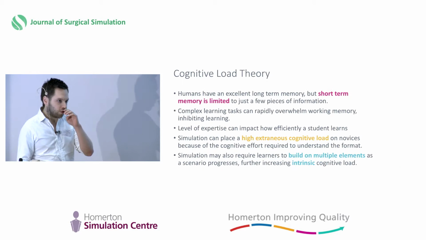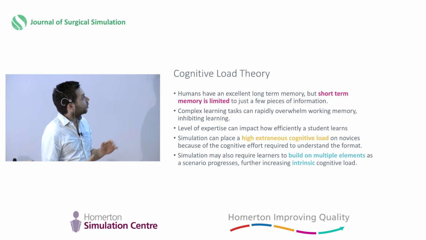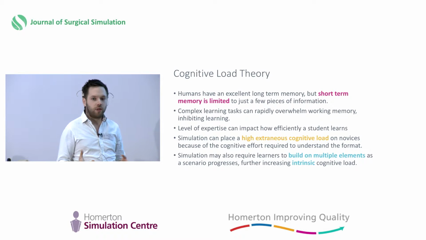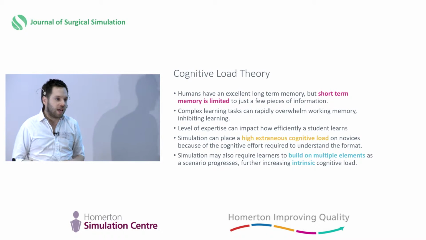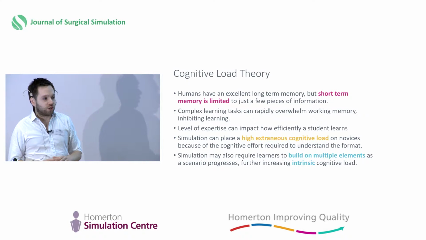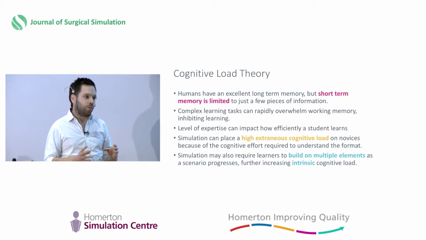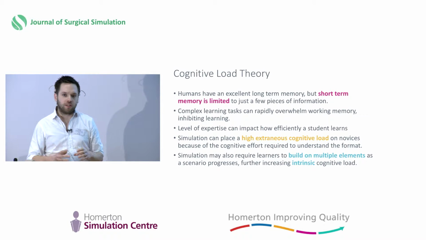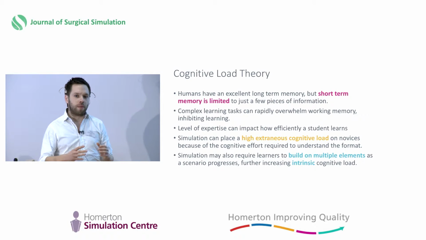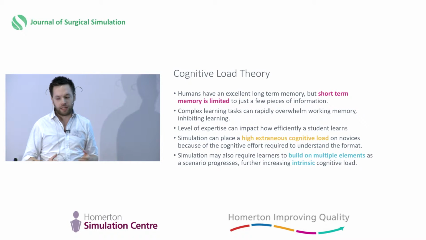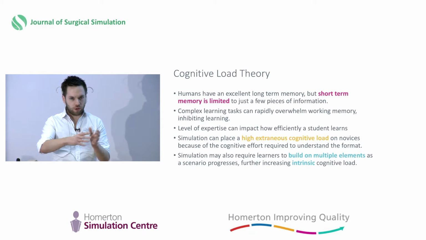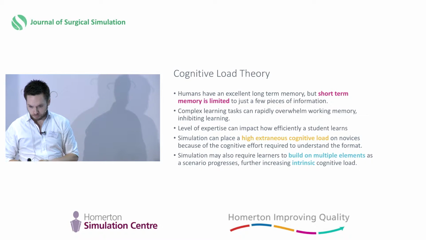So why might medical students be different? We've already heard a bit about cognitive load theory. As humans, we have an excellent long-term memory. We can remember things that happened 20 years ago. But we can only store a few very small pieces of information in our short-term memory at any one time. What that means is when we're trying to learn something very complex, our short-term memory can become overwhelmed very quickly. That's essentially called cognitive load, as the load on your memory increases.